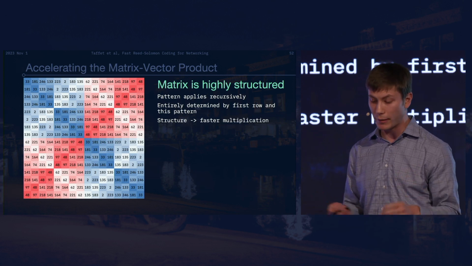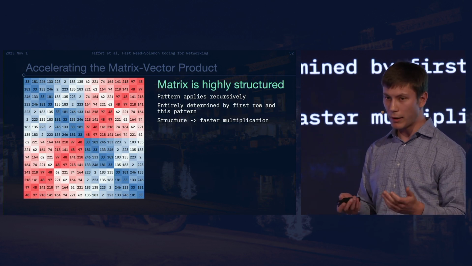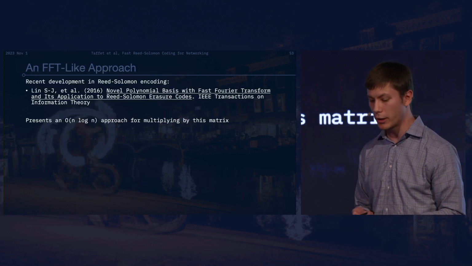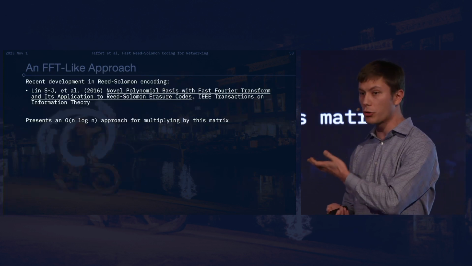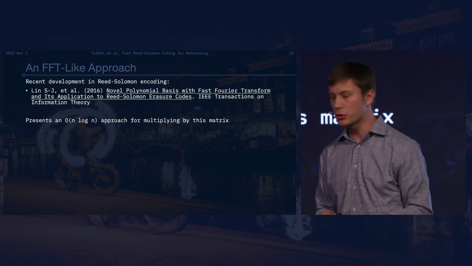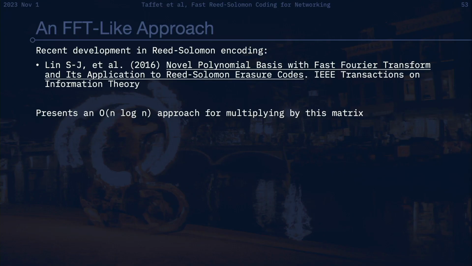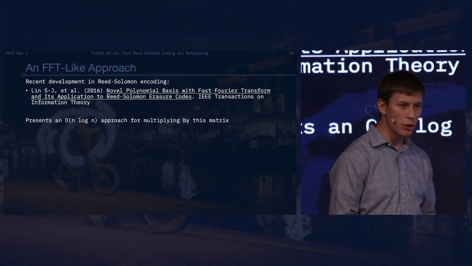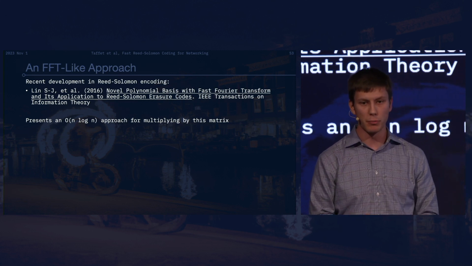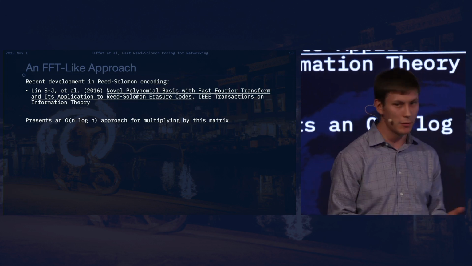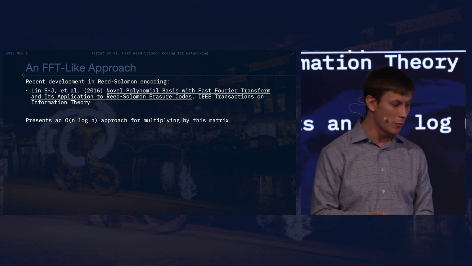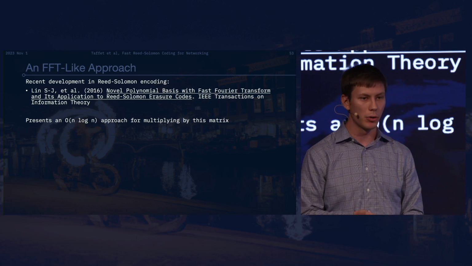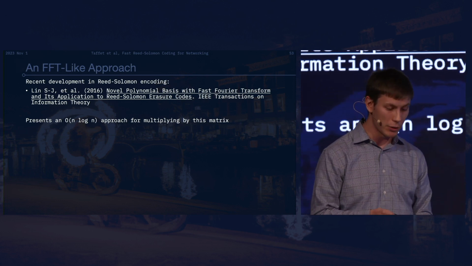And so after seeing that this was the matrix, I started digging around on the internet, thinking there's surely a faster way to multiply by this matrix. And I actually found a relatively recent paper from 2016 about using an FFT-like approach, that's fast Fourier transform-like approach, for multiplying by this matrix. Reed-Solomon encoding has been around since I think the 40s, so it's a really old technique, and 2016 is, relatively speaking, a really new paper. And this paper gives an n log n approach for multiplying by that matrix.